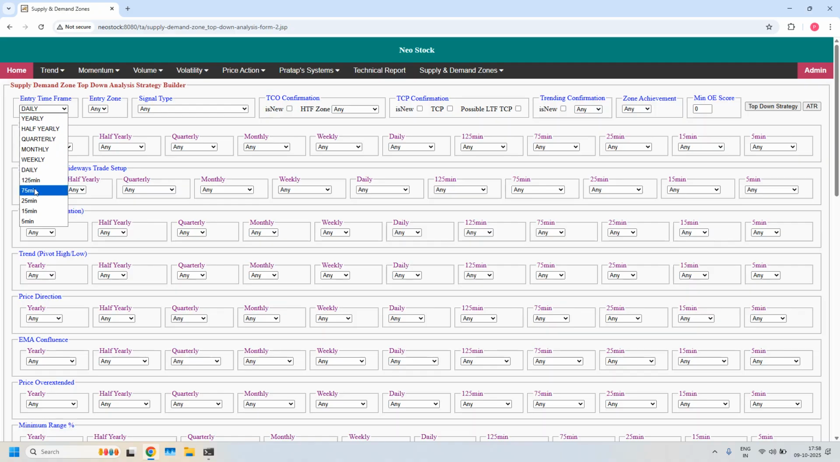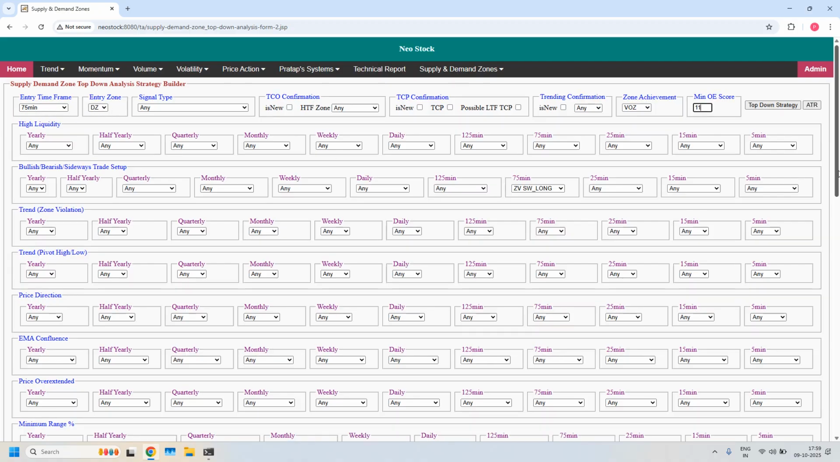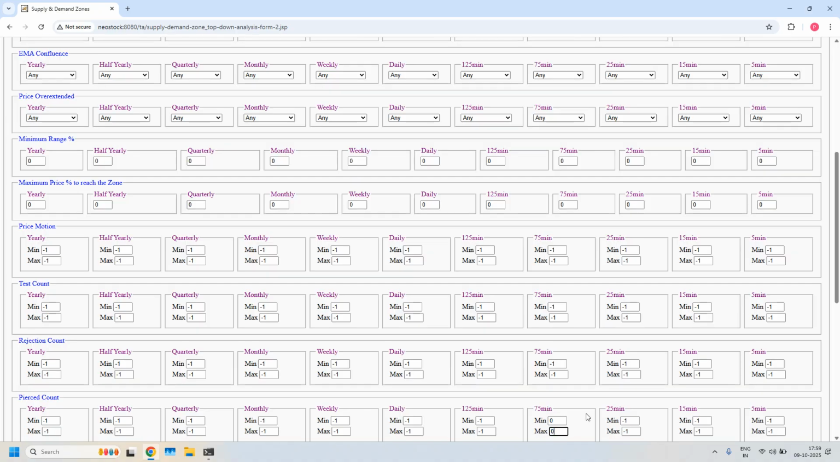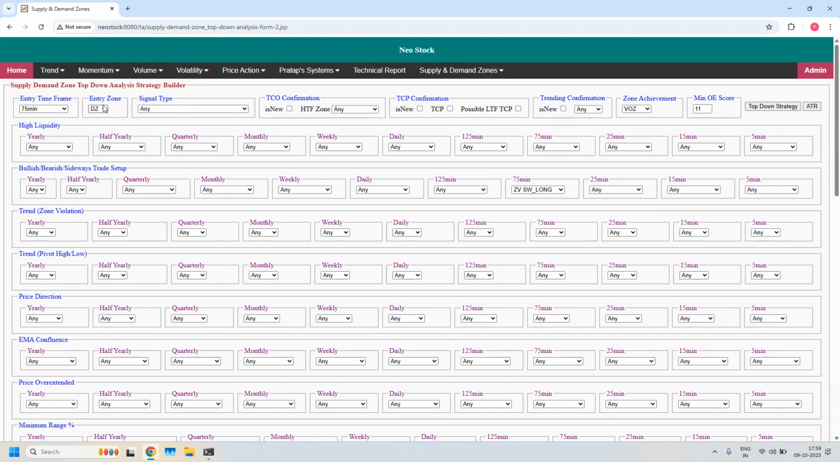Entry time frame, 75 minutes, entry zone, demand zone, bullish or bearish or sideways. At 75 minutes, I am selecting sideways long. Zone achievement, violated opposing zone, minimum order enhance score 11. The third filter we are adding is that the 75 minutes demand zone should not be pierced. So in the pierced count parameter, at the 75 minutes time frame, I am setting minimum value 0, maximum value 0. That means pierced count is 0. Pierced count 0 means the zone is not pierced, on whichever 75 minutes demand zone we select here.